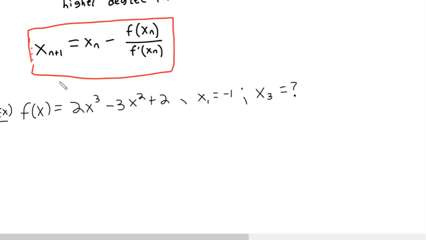Well, you can see here that if we look at this definition up here, basically the next term relies on the previous term. So for example, if I wanted x2, then I'd have to use x1 in this definition, and so on and so forth.